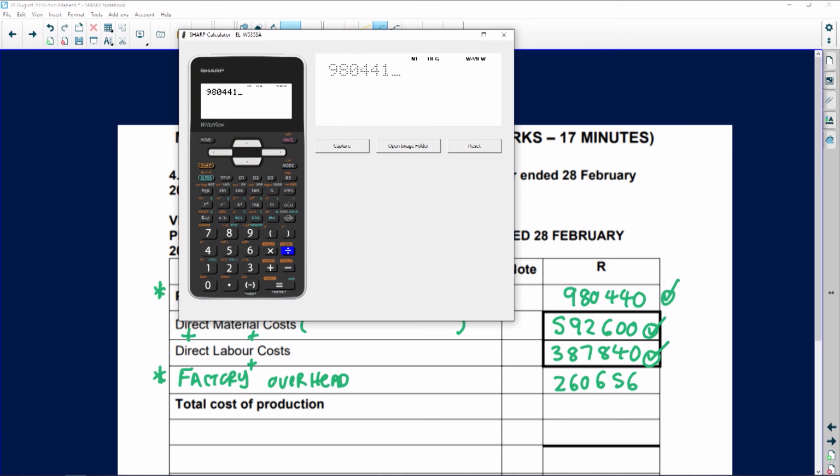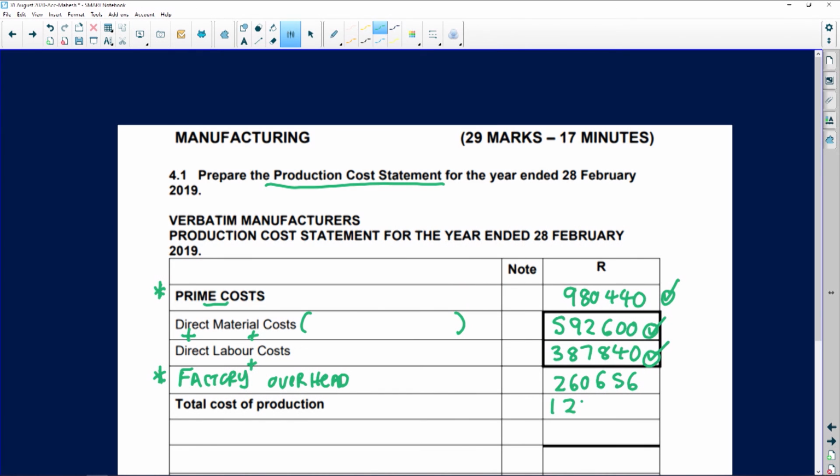980,440. Oh dear. Guys, as you can see, I'm not able to use the calculator at the moment, so you guys must just forgive me. 980,440 plus 260,656. And that gives us a total of 1,241,096. So let's fill that in, 1,241,096. So that is my total cost of production.